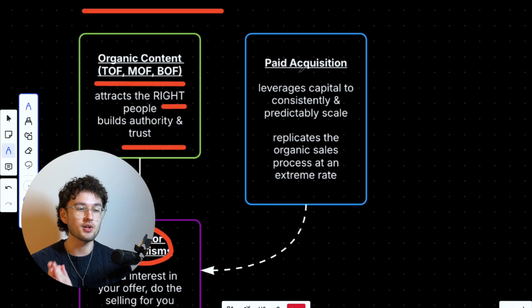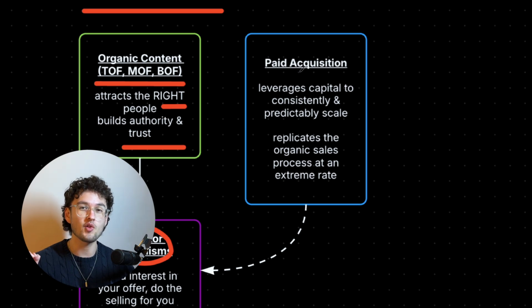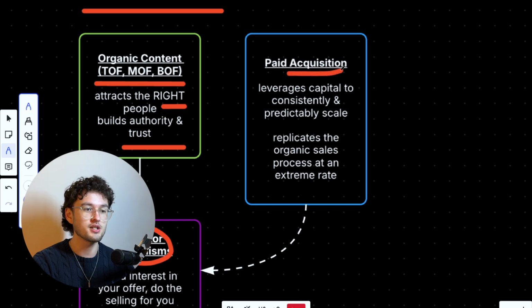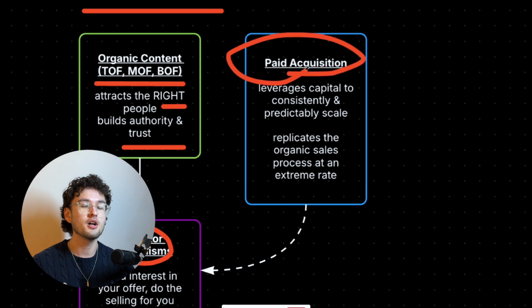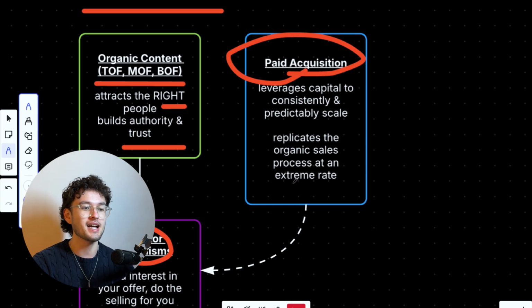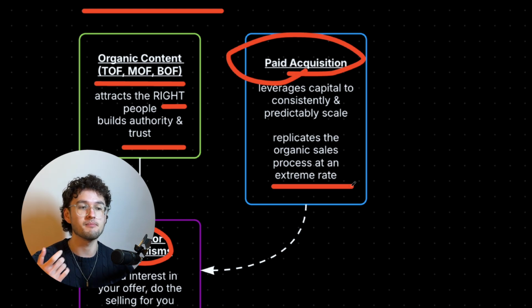Now, in Tom's case, he doesn't leverage paid acquisition, but in many other coaching businesses, including some of my clients' businesses, we leverage paid acquisition. So this involves leveraging capital to consistently and predictably scale. This replicates the organic sales process at an extreme rate. So as soon as someone is hit with a paid ad on Meta, on TikTok, on Google, we end up bombarding them with as much content as possible through paid and organic means, so that by the time they show up to that sales call, they're ready to buy, they know, like, and trust you, and they've had all of their objections pre-handled.